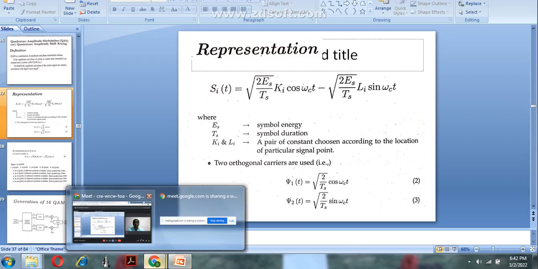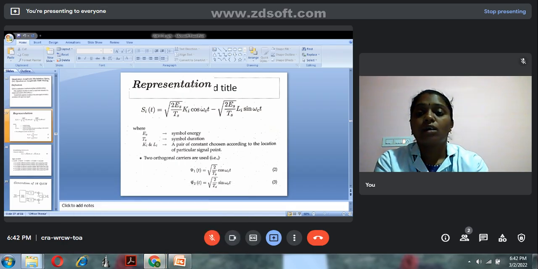And the representation of the signal, that is Si of t is equal to root of 2 Es divided by Ts into Ki cos omega Ct minus root of 2 Es divided by Ts into Li sin omega Ct. Here Es is the symbol energy and Ts is the symbol duration, and Ki and Li are the pair of constants chosen according to the location of a particular signal point.